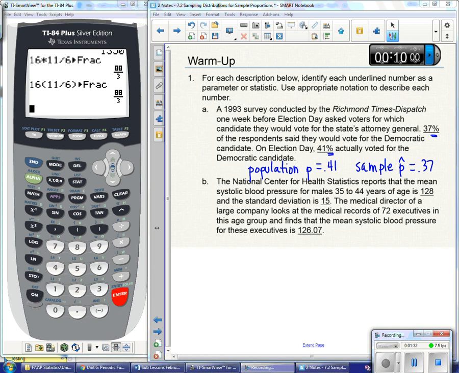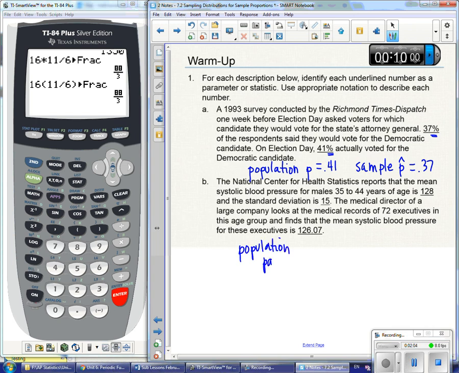Okay, in the second example, the National Center for Health Statistics reports that the mean systolic blood pressure for males 35 to 44 years of age is 128 and the standard deviation is 15. The medical director of a large company looks at the medical records for 72 executives in this age group and finds that the mean systolic blood pressure for these executives is 126.07. I think it's pretty obvious in this case that we're dealing with a mean and a standard deviation. So the parameters in this case, the population parameters, and maybe I should spell out that it's the parameters versus the sample statistics.